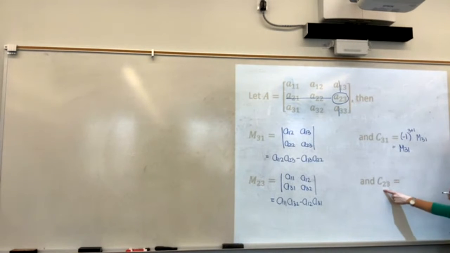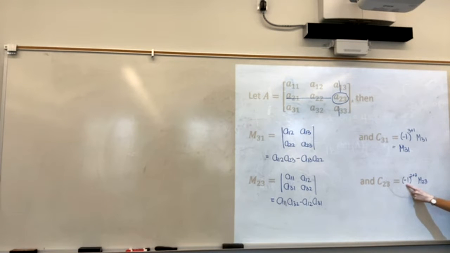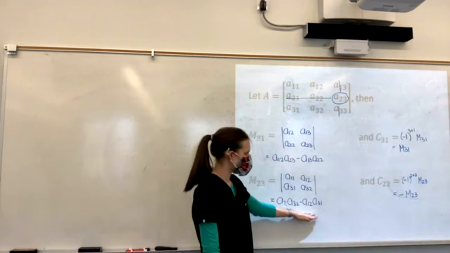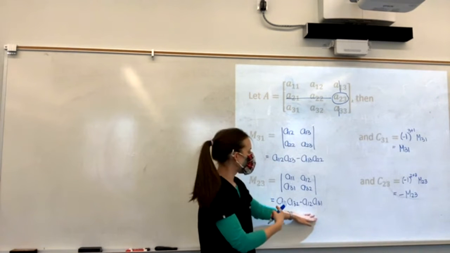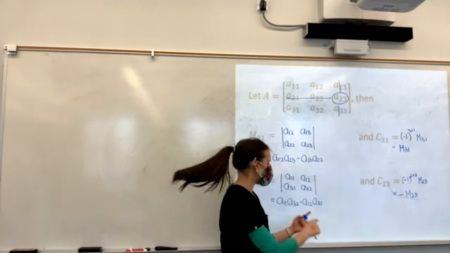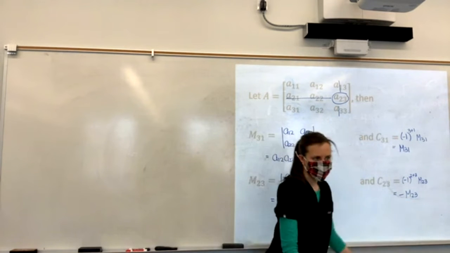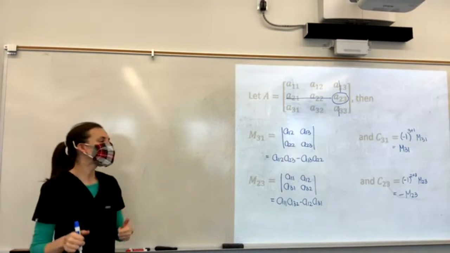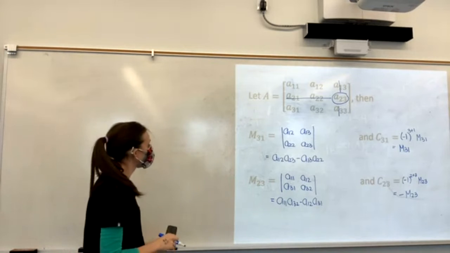For the cofactor C23, we would do -1 to the 2 plus 3 times the minor M23. In this case, since it's -1 to the 5th power, that's a negative, right? So this time the cofactor would be the minus of M23. So whatever number this turns out to be, if this is 6, then the cofactor would be -6. If this is -7, that'd be +7, right? Cool? Good so far? All right, let's do one with actual numbers.